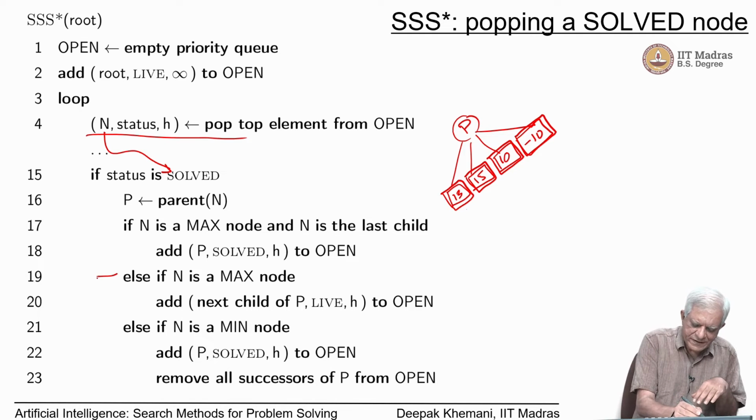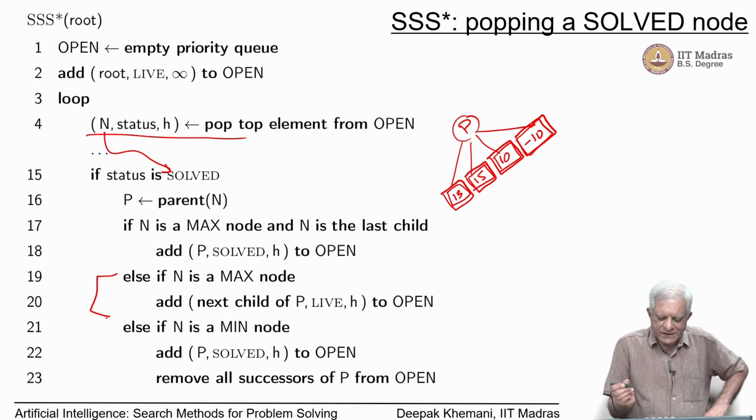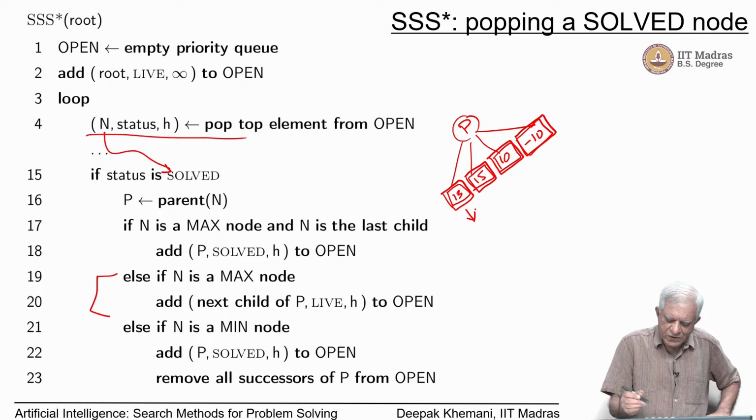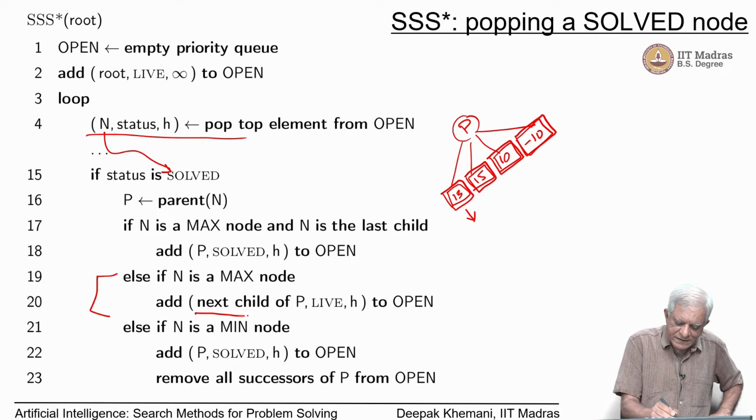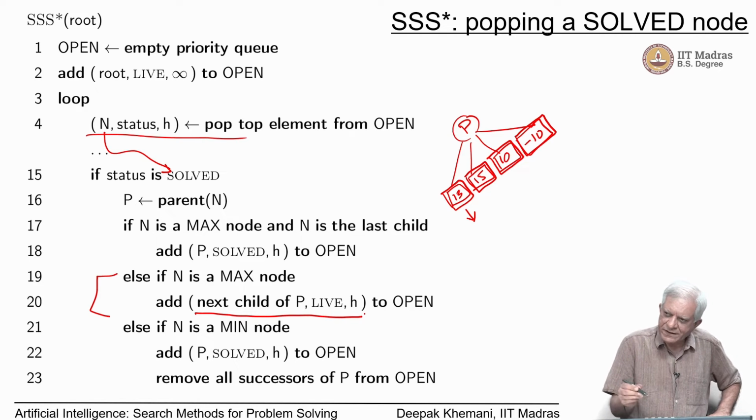So look at this second case here. So, it is a max node, but it is not the last child. So, this is a max node, let us say 13 that we pop, but it is not the last child of its parent. So, what do we do? We add the next child of that parent as a live node. That means, we add this as a live node essentially.